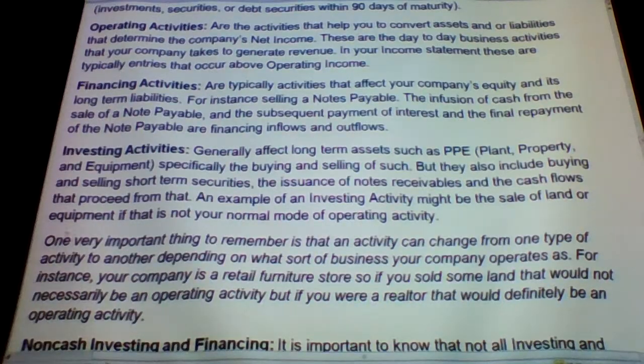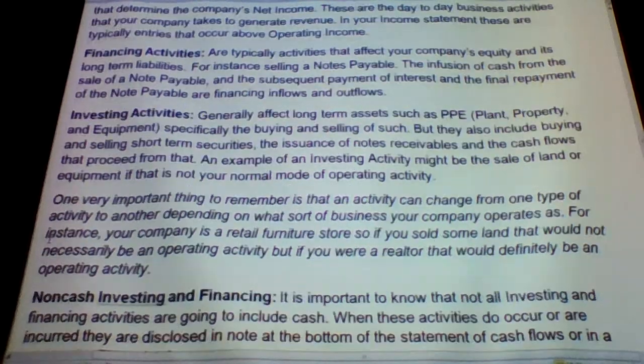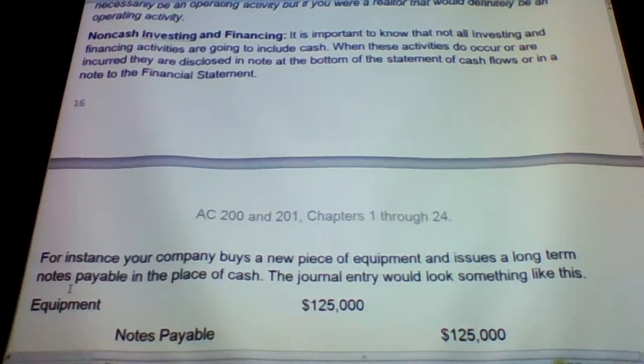One very important thing to remember here is that an activity can change from one type of activity to another depending on what sort of business your company operates as. For instance, say your company is a retail furniture store. If you sold some land, that would not necessarily be an operating activity. But if you were a realtor, that would definitely be an operating activity because that's how you made your money, by selling land.